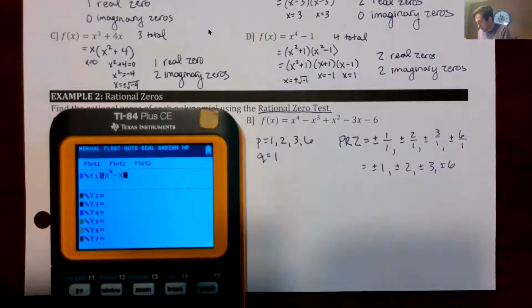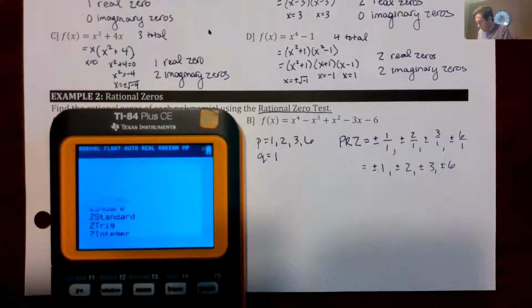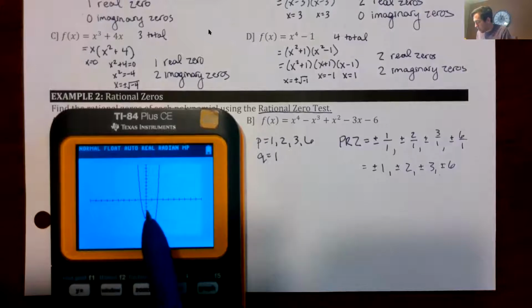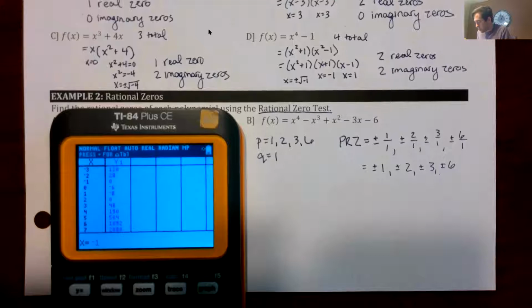Minus 3x minus 6. What do we got here? All right, if I had to guess, I would say we have one at -1 and at 2. Let's check the table just to be sure. -1 has a y of 0, 2 has a y of 0. Okay, so it worked.